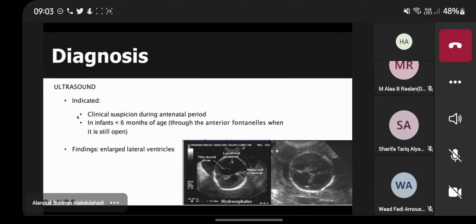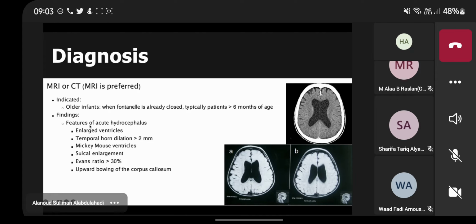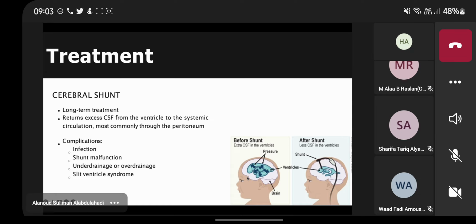So what you're going to see are features of acute hydrocephalus, which includes, as seen in these pictures, enlarged ventricles, Mickey Mouse ventricles, and other findings as well. Now for the treatment, usually the treatment is by cerebral shunt, and basically what it does is that it returns the excessive CSF from the ventricles into the systemic circulation. And most commonly it's done by the peritoneum, which was seen in the patient as well. They did the ventricular peritoneal shunt.